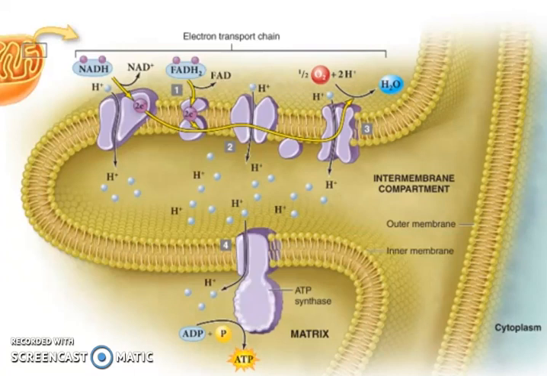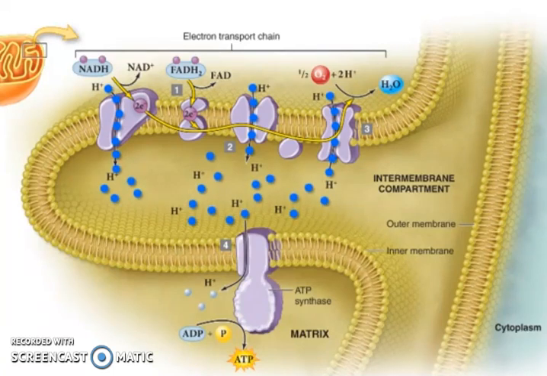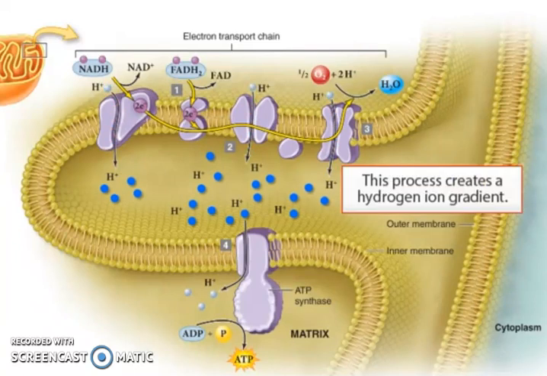So what happens with all the energy released by the electrons moving through the transport chain? Notice the hydrogen ions that are passing through the first, third, and fourth enzymes. These enzymes use the energy released by the electrons to actively pump hydrogen ions from the matrix to the intermembrane compartment. This process creates a hydrogen ion gradient, also called a proton gradient, meaning that the concentration of hydrogen ions in the intermembrane compartment is now higher than it is in the matrix.